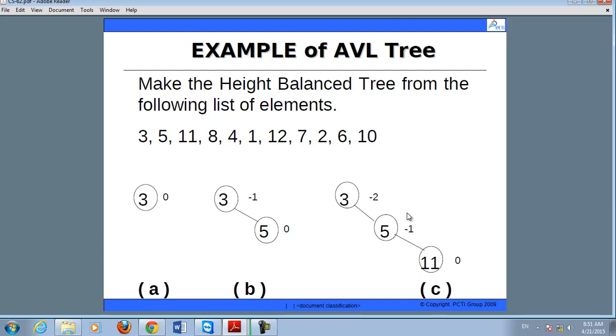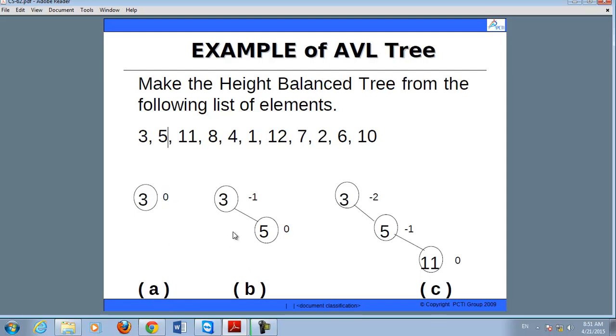Here you can see the example of an AVL tree. You have values, that is 3, 5, 11, 8, 4, 1, 12, 7, 2, 6, 10. Whenever you insert any value, you have to check the balancing factor, and if the tree is not balanced at any stage, then you have to perform the rotation operation to find the balanced tree. Like firstly you enter the first node, that is 3, and the height of the first node is 1, and it doesn't have left and right subtrees. It means the balancing factor of 3 is 0.